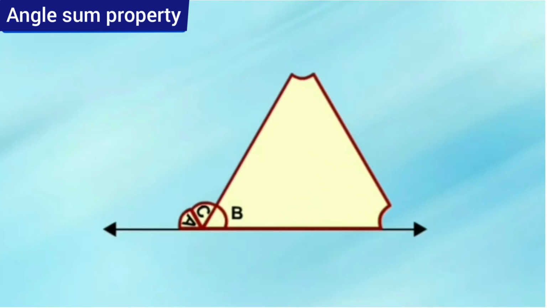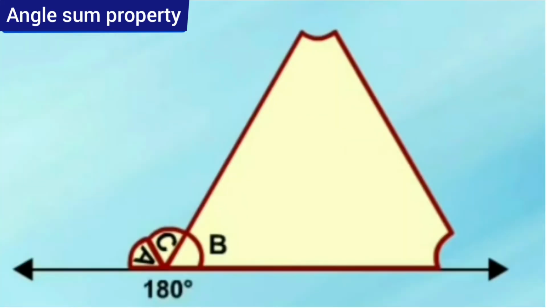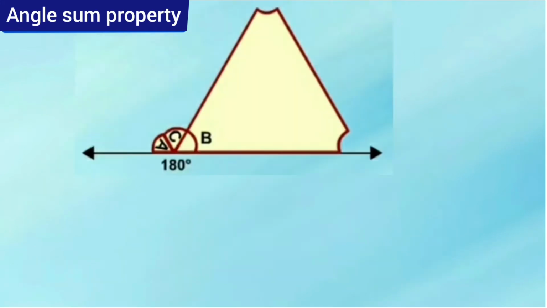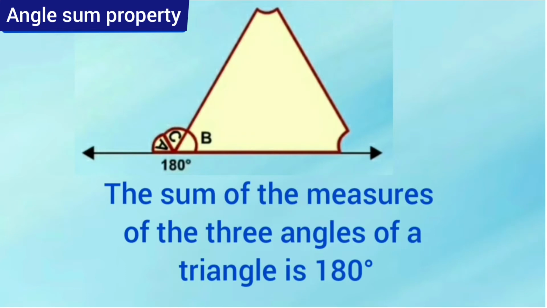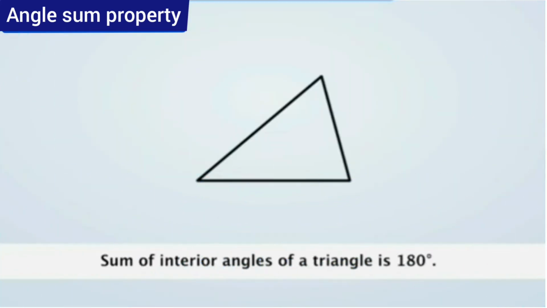Now you can see that angle A, angle B and angle C together form a straight angle, that is 180 degrees. Do you understand from this? Yes, we can say that the sum of the measures of the three angles of a triangle is 180 degrees. Let us understand this in detail.